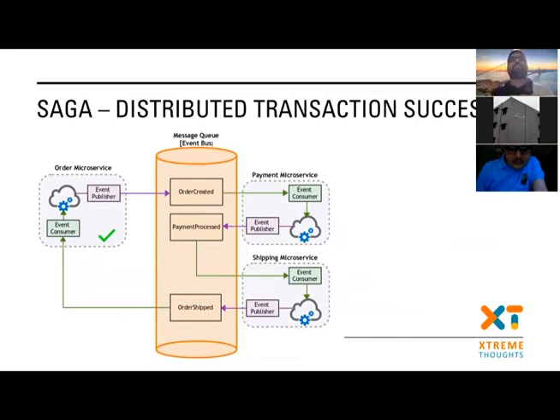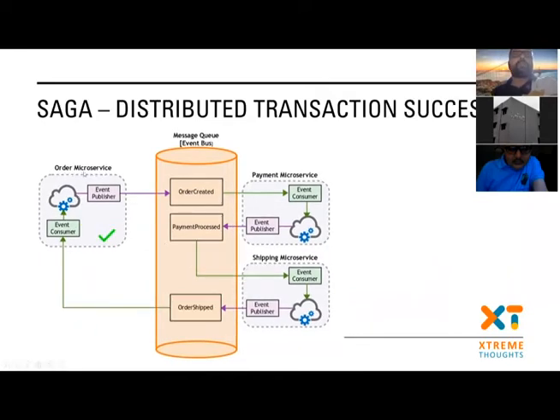Okay. So Saga is one of the distributed transaction patterns. If you want to have a transaction across 3 different services, that's where the Saga pattern is useful. So let's take a look at this example.